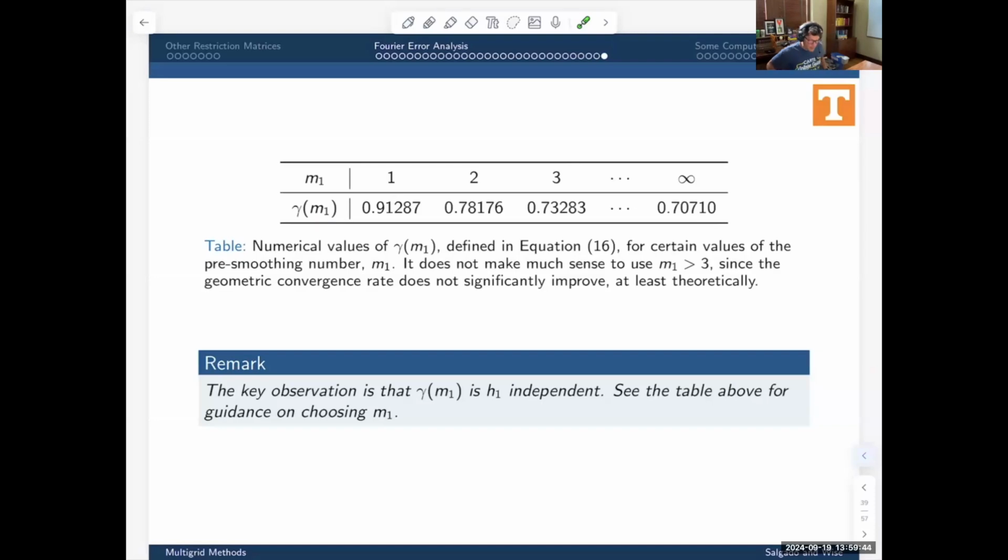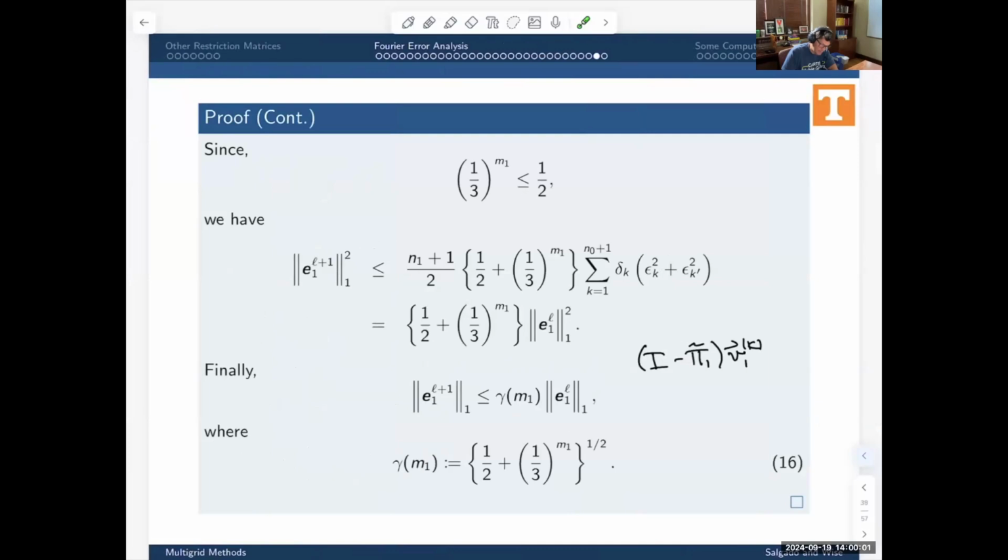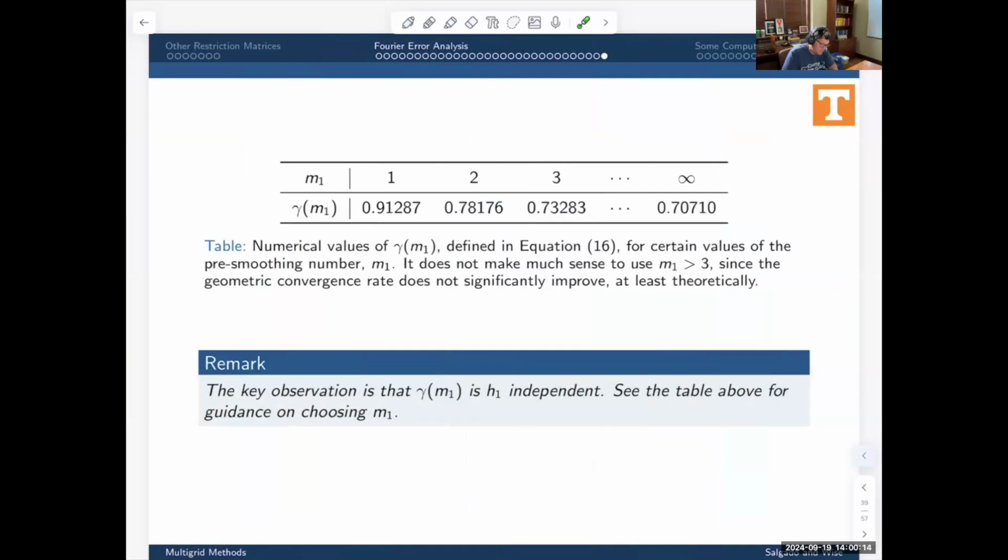The point is we want this number to be small, less than 1, and as small as we can possibly make it. It turns out we can't make it infinitely small, because the larger we take M1, the closer it converges to 0.70710, the square root of 2 over 2, essentially. That would be the case where we make M1 large, which we could do, but it turns out that doesn't give us a lot of bang for the buck of our computational dollars.